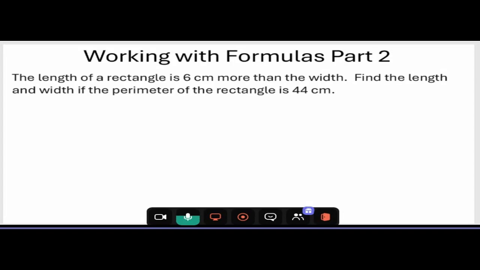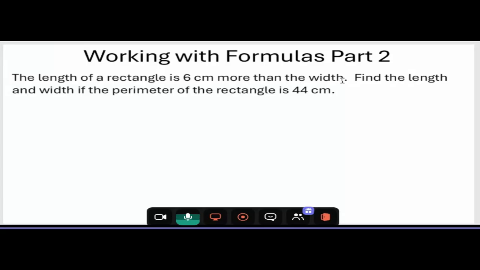And the reason is, look carefully, you do not know the length or the width. Don't get caught only reading half of a sentence here. It might look like it says the length of a rectangle is 6 centimeters. No, read the whole sentence. The length of the rectangle is 6 centimeters more than the width. We don't know the length and we don't know the width, and we've been asked to find both.